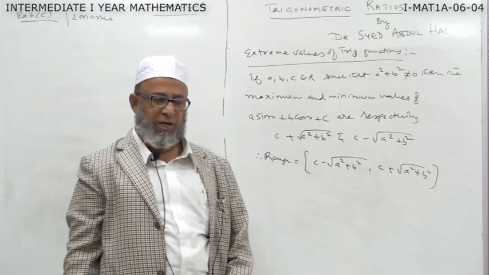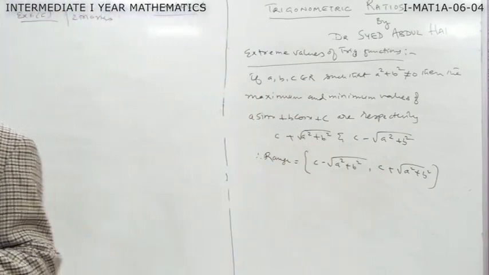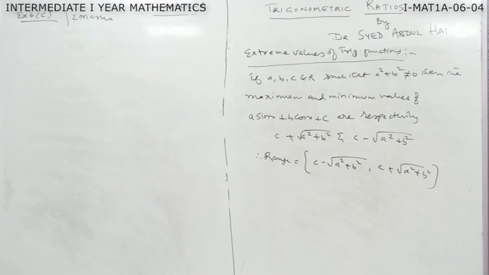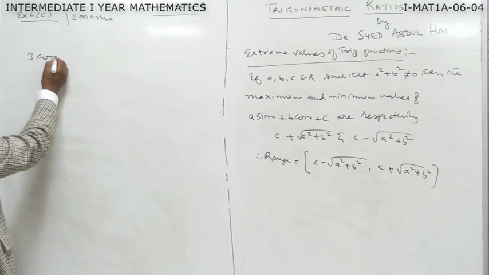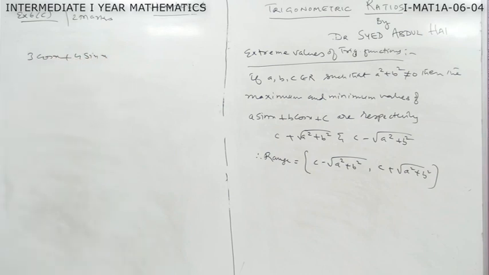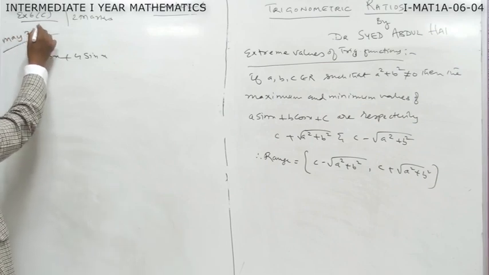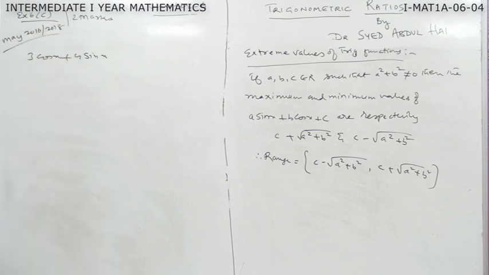Based on this also we may have some questions. The question is like this. Write down. Find the maximum and minimum value of 3 cos x plus 4 sin x. This question was asked in May 2016 and 2018 in our examination.